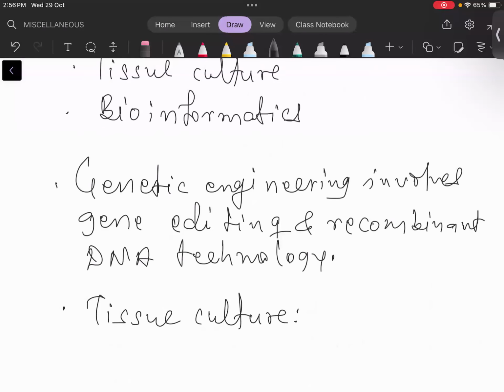Tissue culture: the process of growing cells, tissues, or organs in a controlled laboratory environment on a nutrient medium.